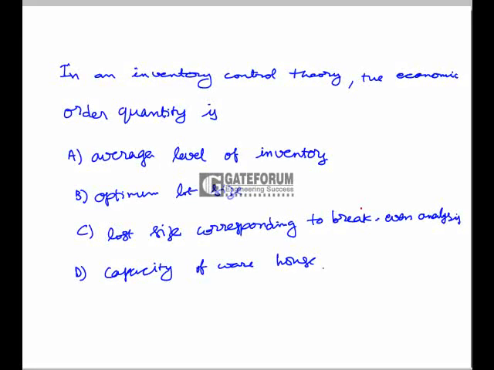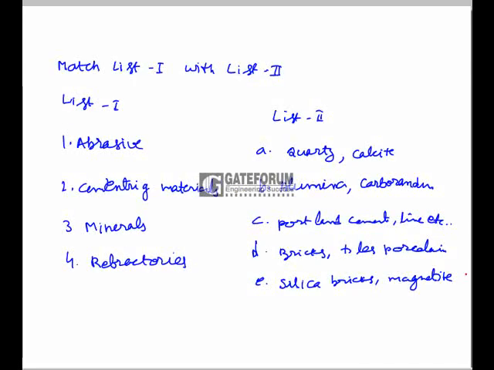In inventory control theory, the economic order quantity is the optimum lot size. Match list 1 with list 2. Here list 1 consists of some types of materials, that is the nature of the material: abrasive, cementing materials, minerals, refractories. And list 2 consists of different types of materials: quartz, calcite, alumina, carborundum, Portland cement, lime, etc., bricks, tiles, porcelain, and silica bricks, and magnetite.